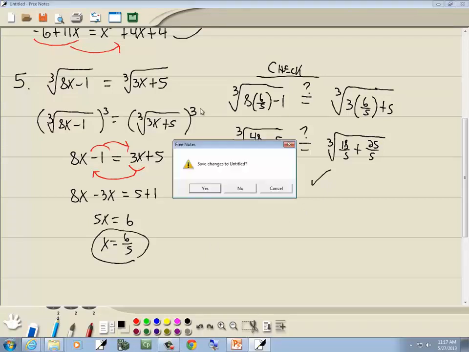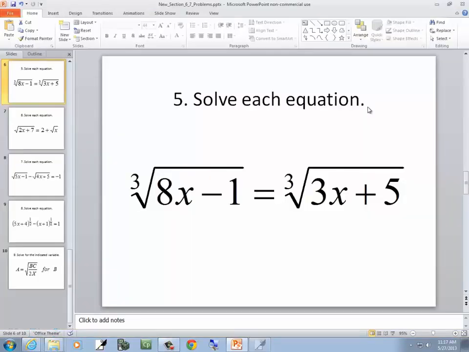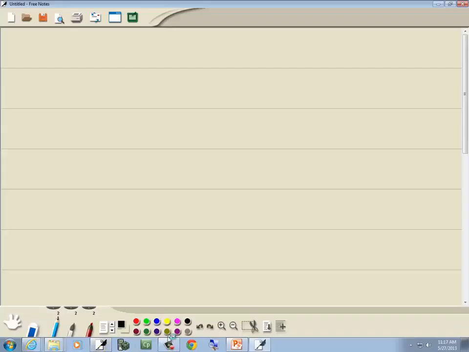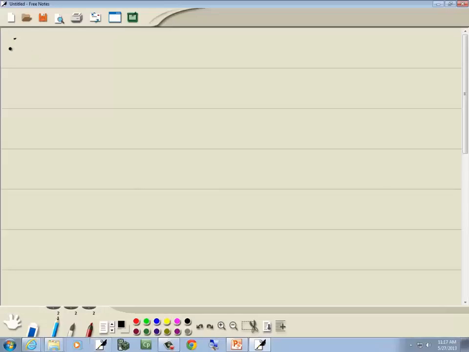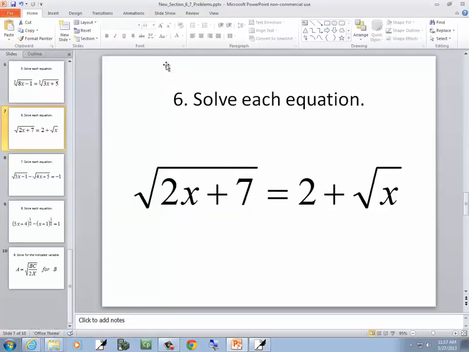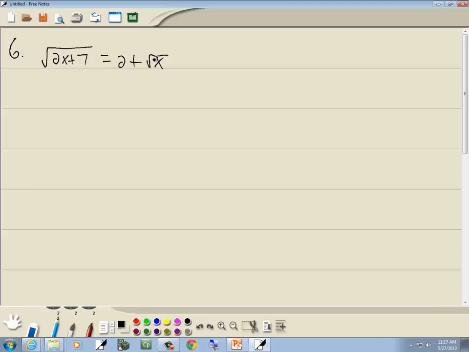Let me start a new page. And let's take a look at our next example. We got square root of 2x plus 7 is equal to 2 plus square root of x. Now let's go through our steps. First step is to get a radical by itself. Well, the radical on the left side is by itself. There's no numbers in front of it. There's no numbers after it. So that's fine. Step 2, raise both sides to a power equal to your index.